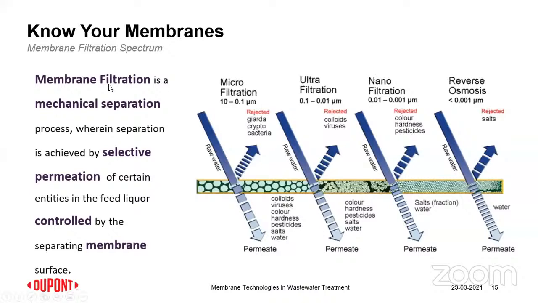Like I told you, membrane filtration is a mechanical separation process, wherein there is selective passage or permeation of entities, like, let's say, the feed liquor. You have a water solution with all the suspended solids, dissolved solids, whatever it is, or even colloids, bacteria, biology, microbes, everything that's there. And when the membrane is operated through a certain pressure or certain condition, it allows controlled passage.